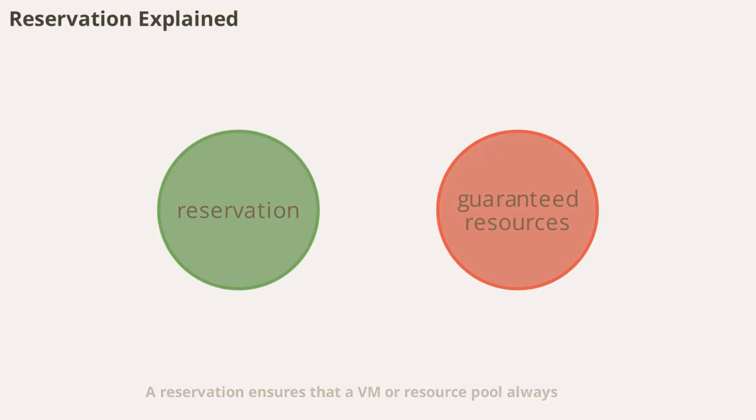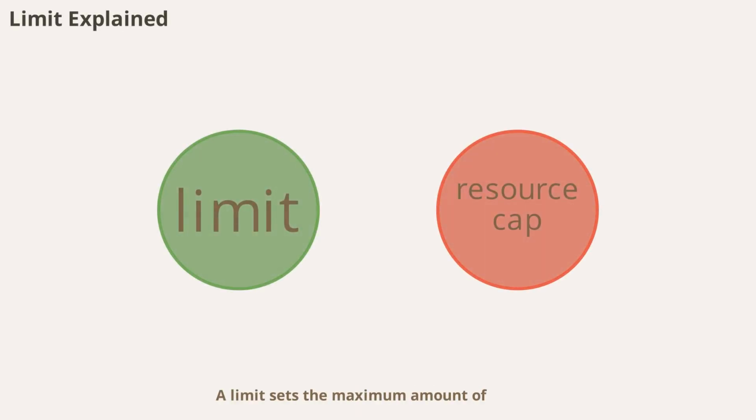A reservation ensures that a VM or resource pool always has access to a specified amount of CPU or memory. This is especially important for critical workloads that cannot tolerate resource shortages. Reservations can be set at the VM or resource pool level, guaranteeing that essential applications remain responsive even during periods of high demand. A limit sets the maximum amount of CPU or memory that a VM can consume.